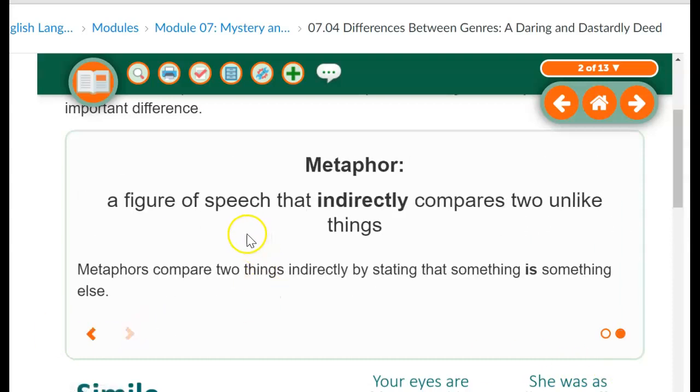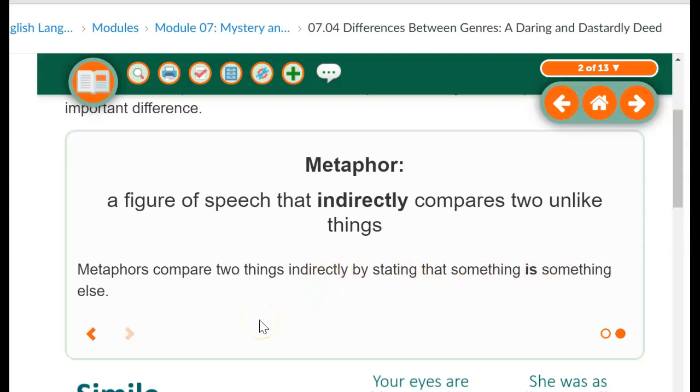And then we have a metaphor, which again is another figure of speech that indirectly compares two unlike things. So indirectly means not direct. Direct means exactly. So metaphors will compare two things indirectly by stating that it is something. So in a metaphor, we'll usually see is.